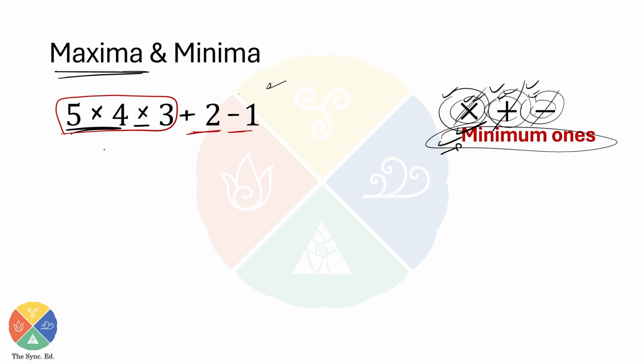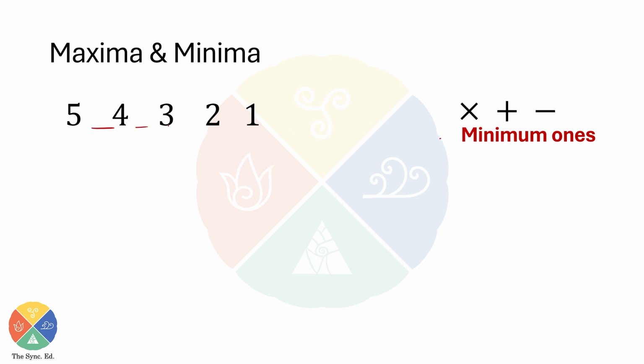So 5 into 4 is 20, 20 into 3 is 60, plus 2 minus 1, you are going to get 61. So that's the maximum possible value. Okay, one more question. I'm going to give you one more question. Again, same condition.